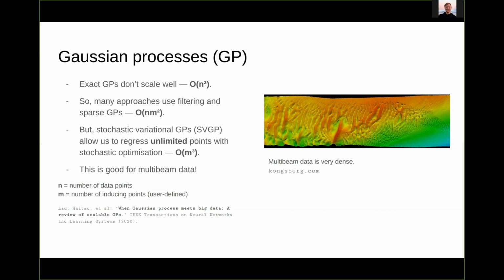To address this limitation, stochastic variational Gaussian processes were developed, which completely remove the dependency of the complexity on the dataset size. This, in effect, allows regression of unlimited data points, which is good for us, because multi-beam data is very dense. Furthermore, this allows us to speed up regression by using stochastic optimization with partial subsets of the data.